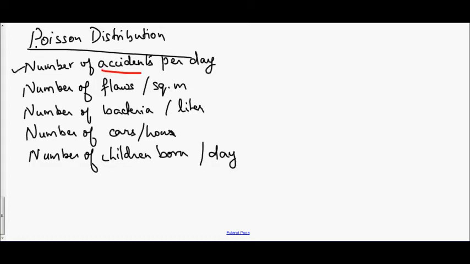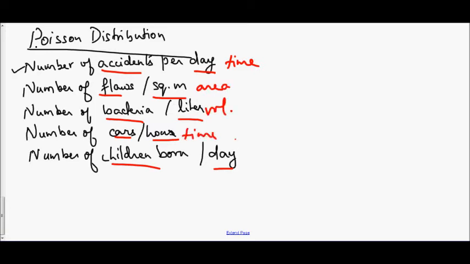Number of accidents per day, number of flaws per square meter, number of bacteria per liter, cars per hour, children born per day. Okay, that is something over an interval of time or area. This is over an interval of time. This is over an interval of area, over an interval of volume, or this is again time and time. So the event occurs, the number of outcomes over an interval.